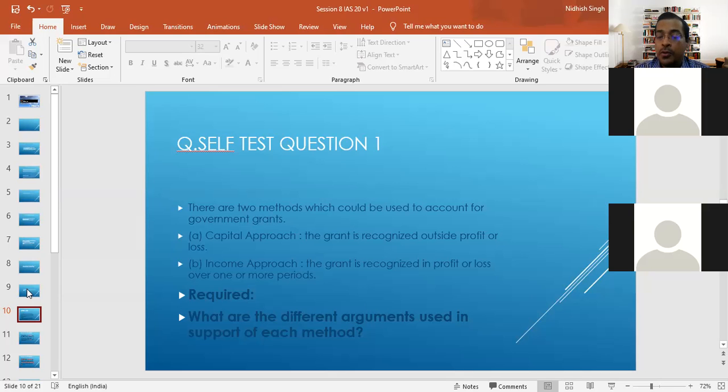So there are two approaches. Why capital approach is superior in some case, and why income approach could be. If you have to write a short note, what will be those?